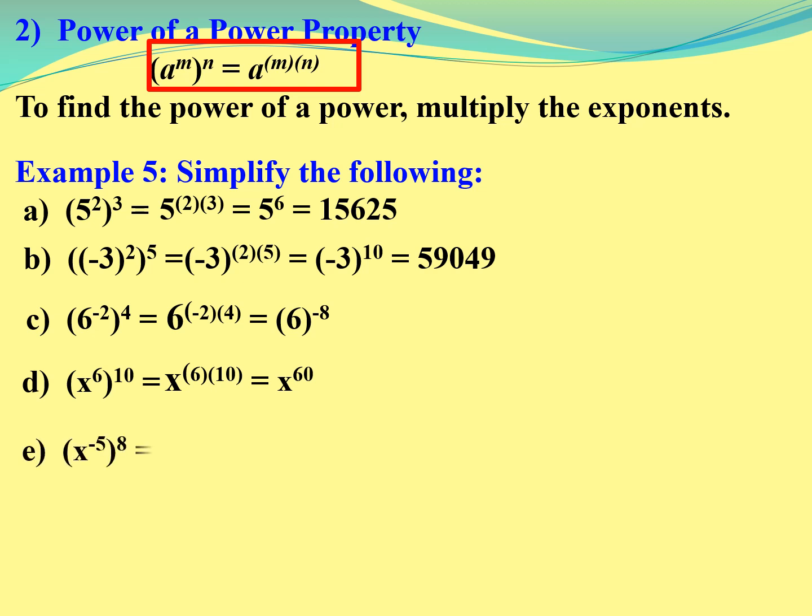Letter E. X to the negative 5 raised to the 8 equals x to the negative 5 times 8 equals x to the negative 40.